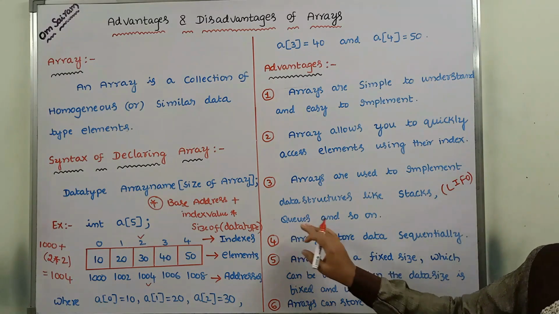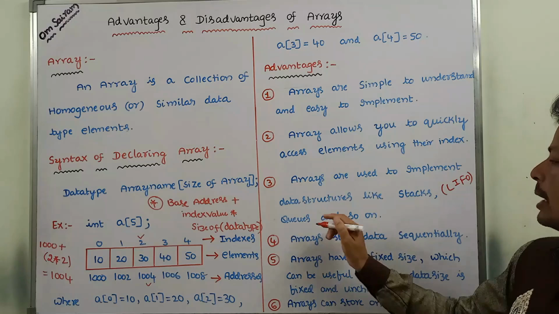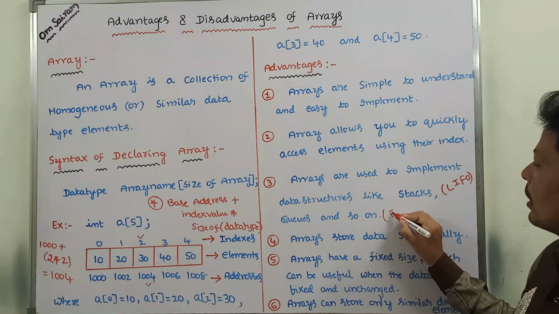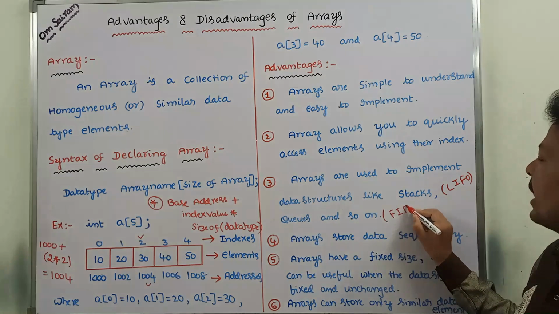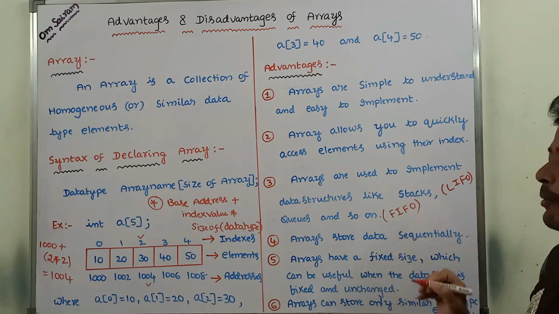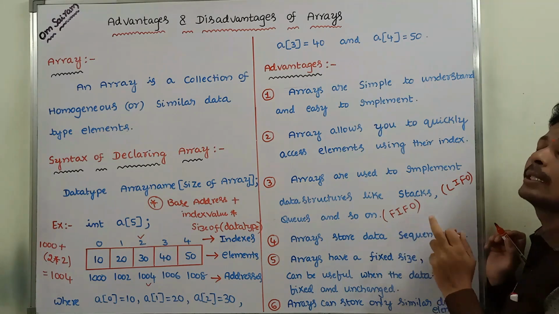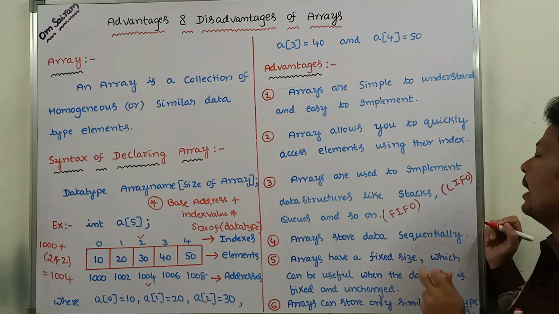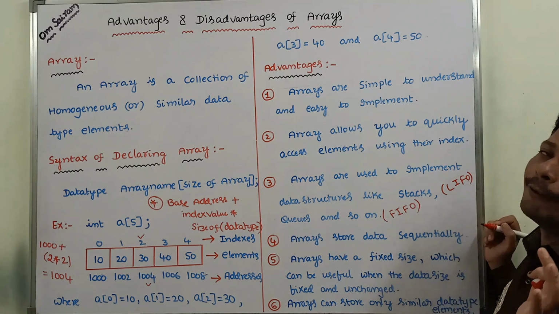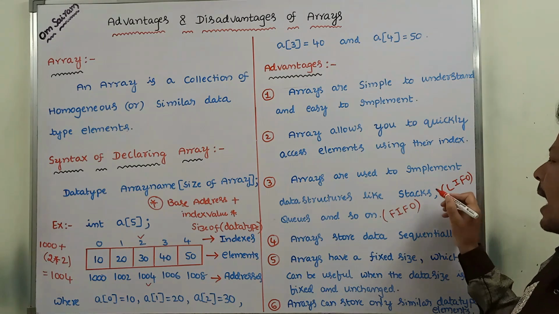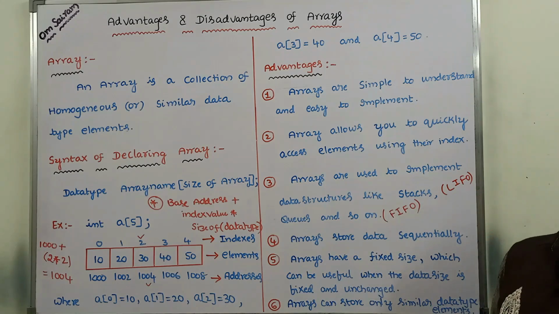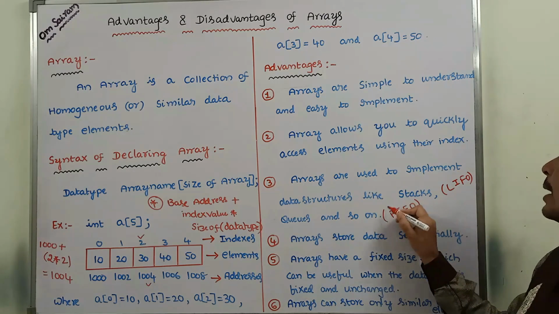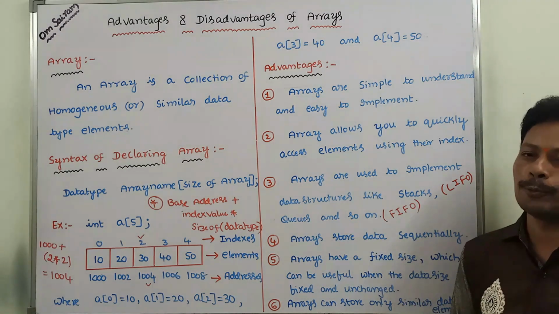Next one, queue is a data structure that works on a principle called FIFO. FIFO means first in, first out. Whatever element is inserted into the queue first, that element can be deleted first. So stack works on a principle called LIFO and queue works on a principle called FIFO.